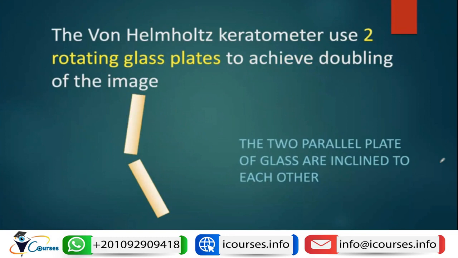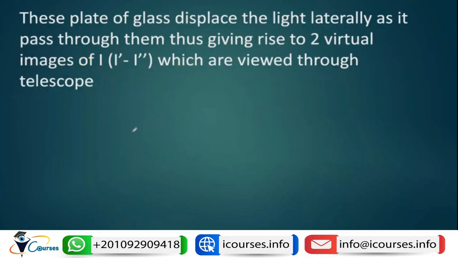So in the von Young-Helmholtz keratometer, we use two rotating glass plates. These two rotating glass plates will achieve a doubling of the image. Again, these two plates will be inclined to each other so that they cause doubling of the image. And by adjusting the knob, these two images will be made to touch each other so that we reach the correct reading.